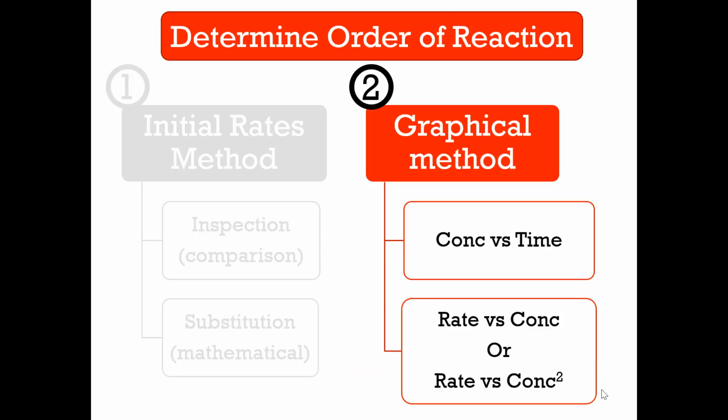Now let's look at the focus of this video, the graphical method. Graphical method is actually very, very simple to execute once you have the graph. So we're going to look through the different types of graph that can allow us to determine the order of reaction. First, we will look through concentration time graph, and then we'll look through the other types of rates versus concentration or rates versus concentration square graph.